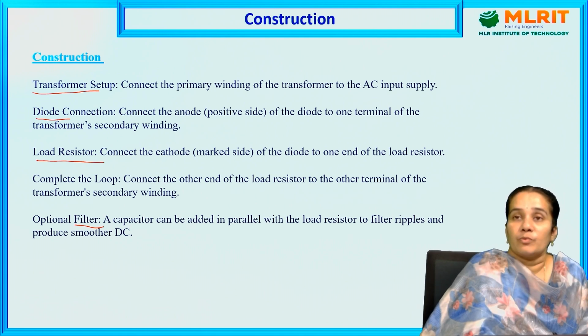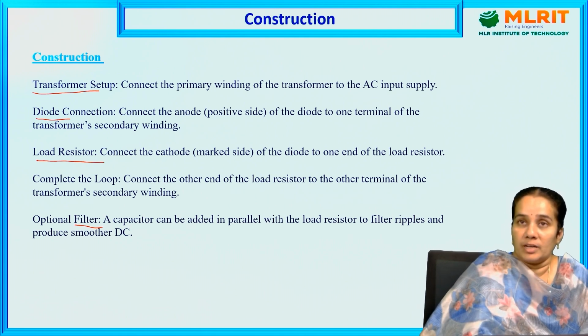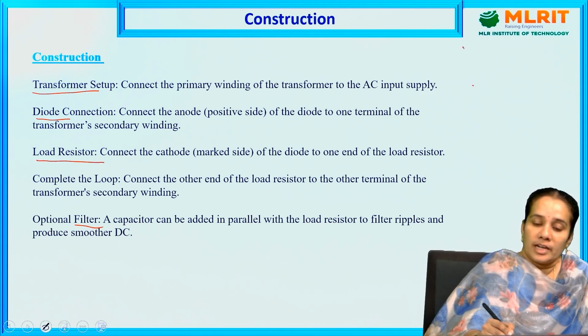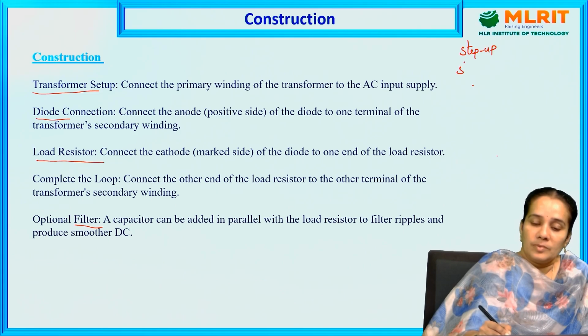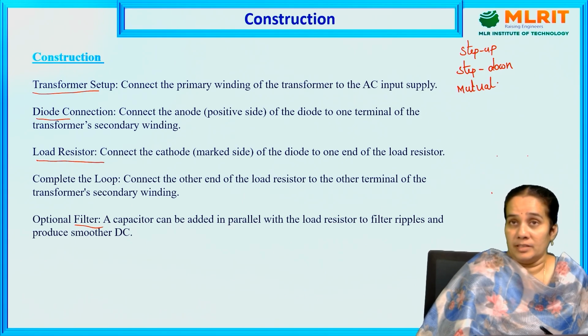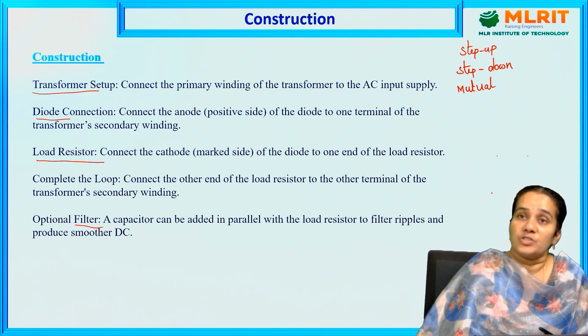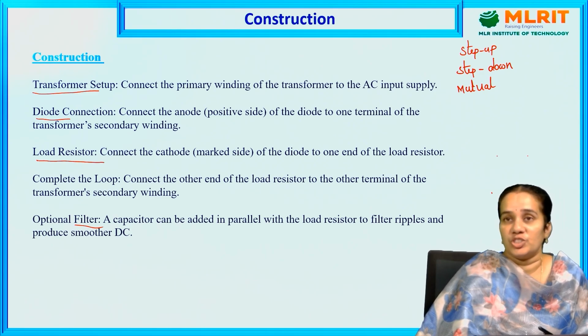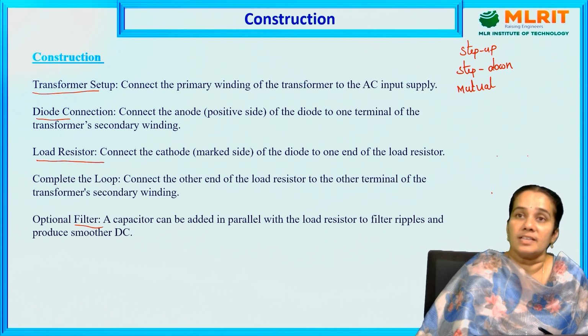So first we have to discuss the transformer. The transformer is classified into three types. What are the three types of transformer we know? Step up transformer, step down transformer and mutual transformer. So what is meant by the transformer? A transformer is used to transfer energy from the primary winding to the secondary winding.